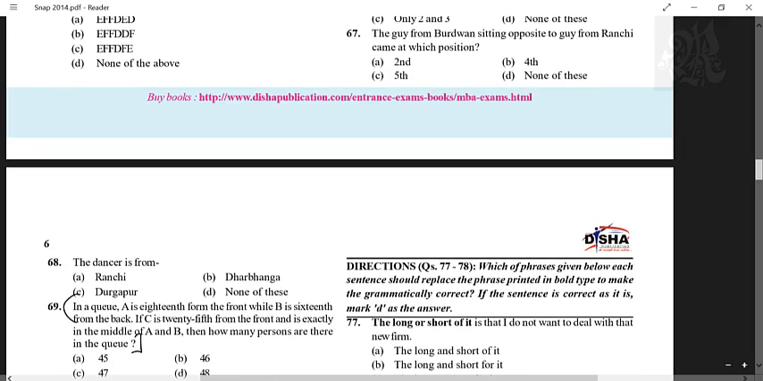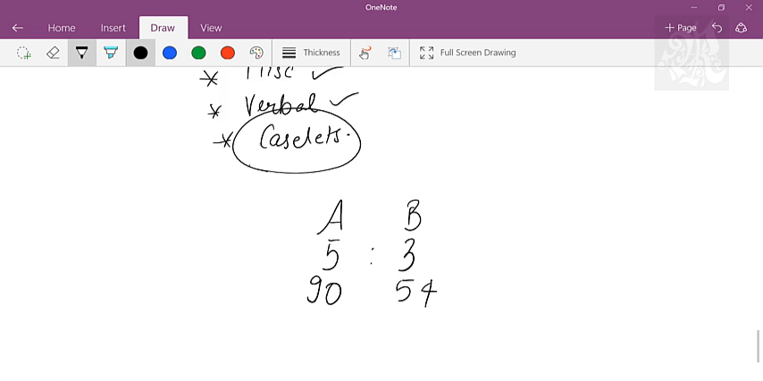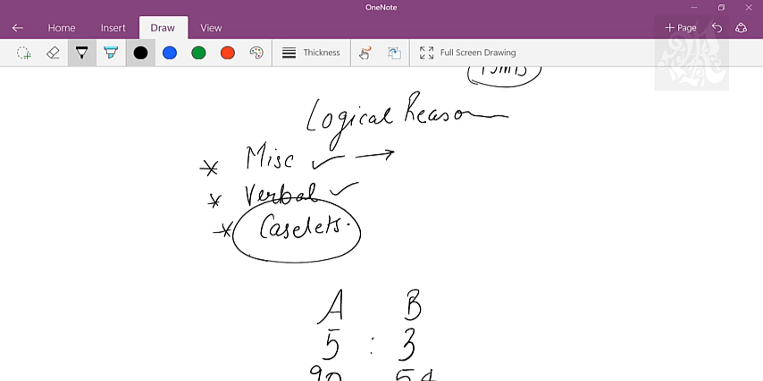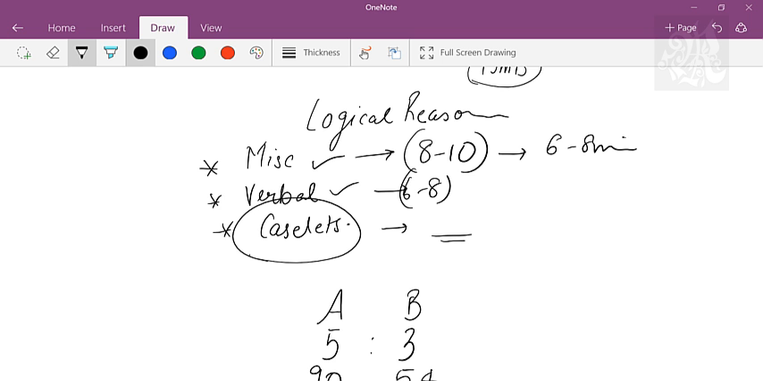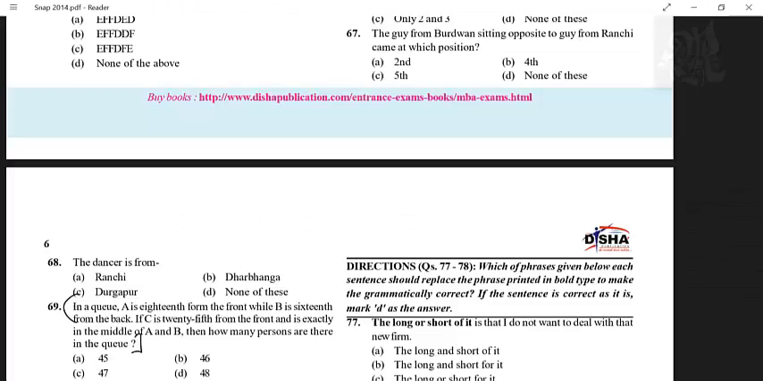So I believe if you solve the miscellaneous questions well, you can easily solve around 8 to 10. You'll have miscellaneous, and you can probably take around 6 to 8 minutes for this. And verbal reasoning questions, again we'll have 6 to 8 questions, and the remaining will be caselets, which you can take a little more time than usual to solve, because if you solve caselets right, you'll get all correct, and if you make a silly mistake, you may get all incorrect. So it's like either 100% accuracy or maybe 50 to 0% accuracy. That's precisely how you should deal with logical reasoning.